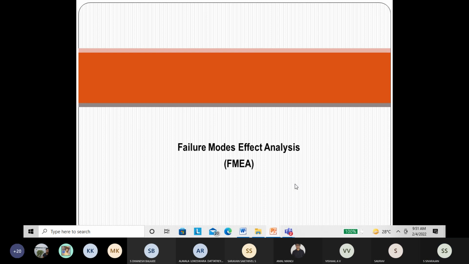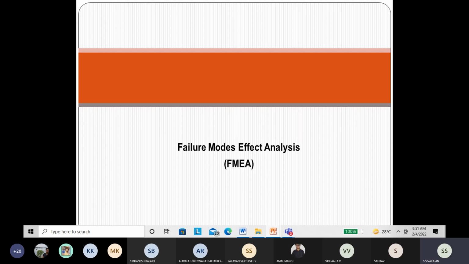Okay. So in this lecture, we will see this topic, failure modes effect analysis. Umpteen examples are available on the internet, so you can go through them. One typical example, the bank ATM example, we will discuss in today's class.